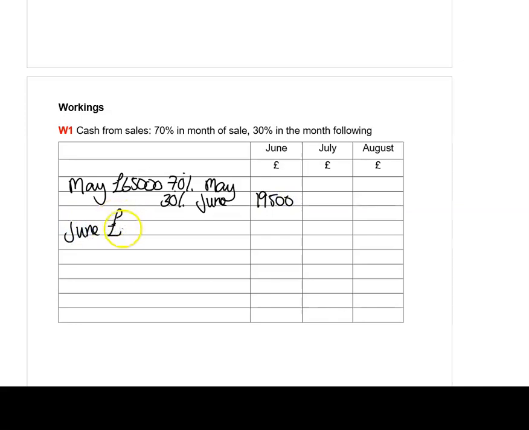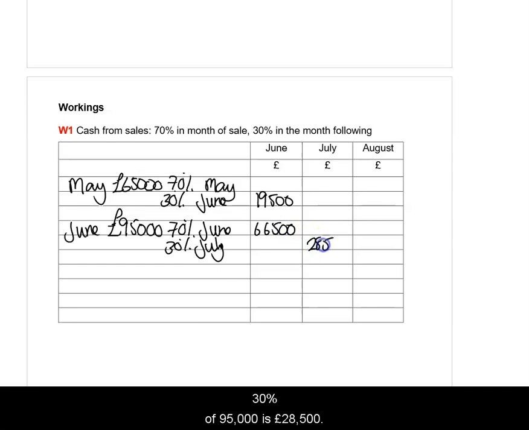And then we have June. And in June we've got £95,000. 70% of that is going to be in June and 30% in July. So 70% of 95,000 is 66,500, and 30% of 95,000 is 28,500.